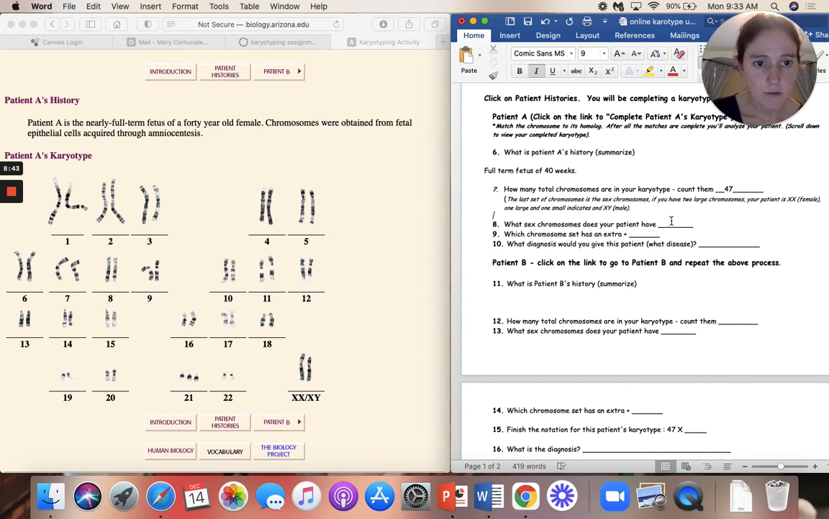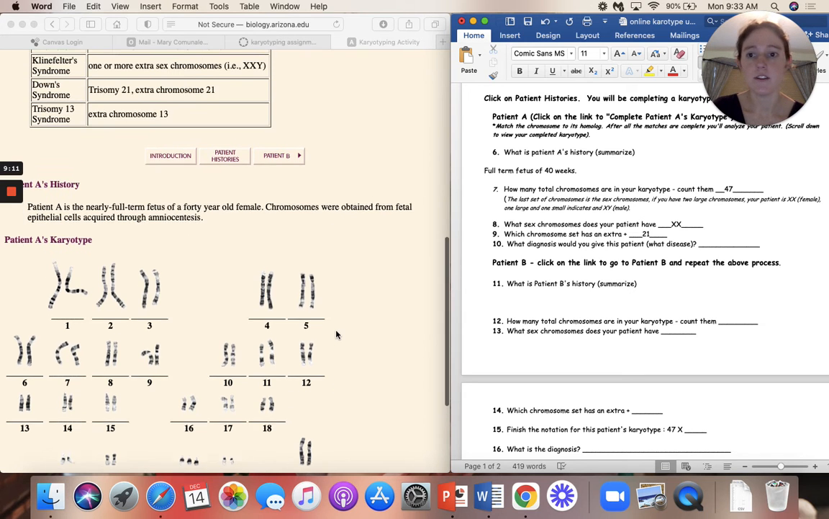What sex chromosomes does your patient have? So here's my sex chromosomes. They're either XX or XY. If it is XX, they're both going to be the same size. If it's XY, it's going to be a really long one matched with something that's around the size of 22 or 21. So this is going to be XX, so this is going to be female. Which chromosome set has an extra one? That's going to be number 21.